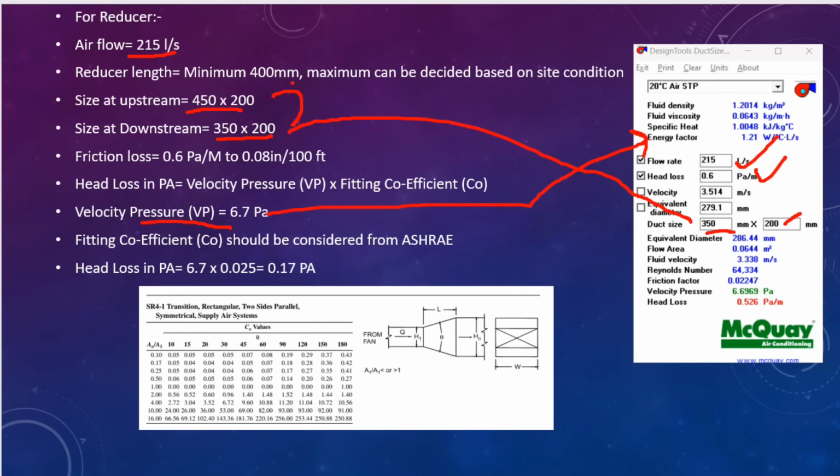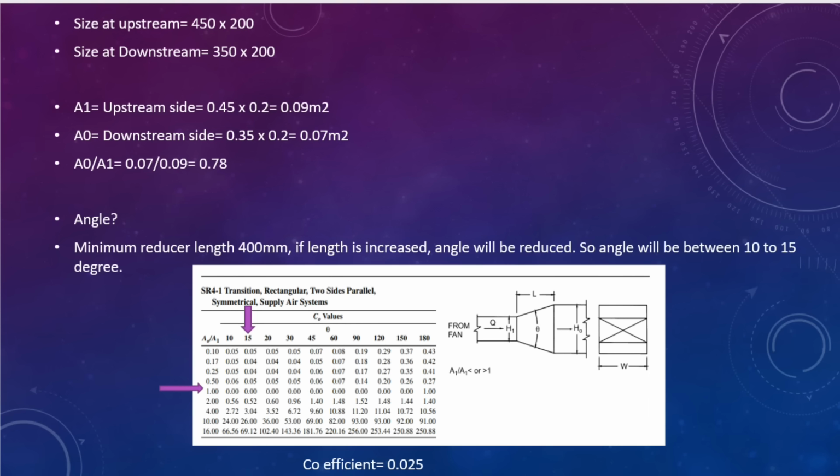And you can see the velocity pressure, it is 6.69. So that value I have to round off to 6.7. Now the important thing is we need to know the fittings coefficient again. So you need to find out the A1 by A0, as I explained in the earlier step.